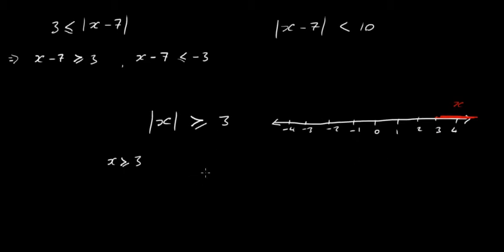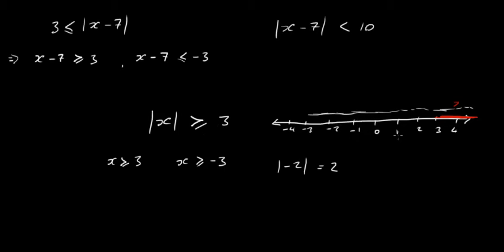Now if I had not changed this around, and had just said x is still greater than or equal to minus 3, let's see what we would have ended up with. Greater than or equal to minus 3 would be all these values up along here. Now if you take any of those values, let's say minus 2, the modulus of minus 2 is equal to 2. 2 is not greater than or equal to 3, so that's incorrect.